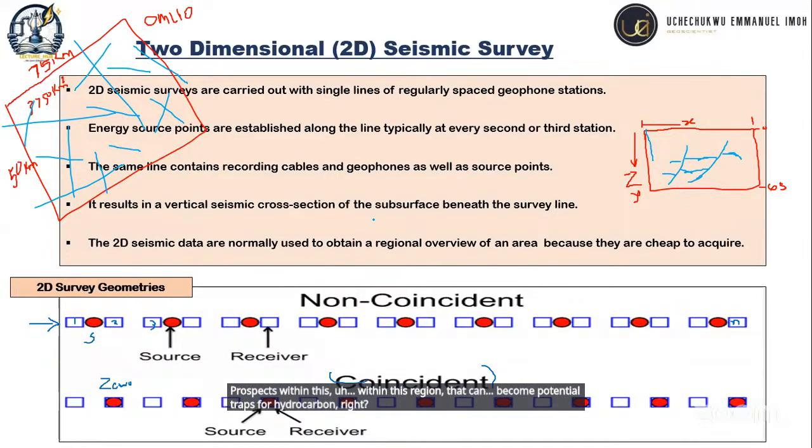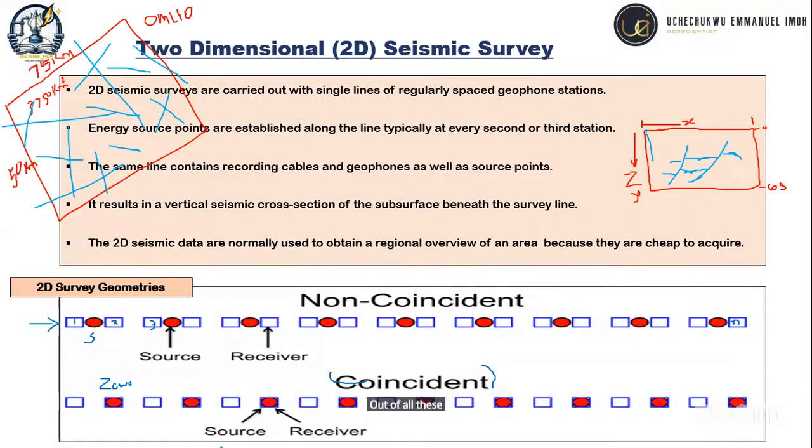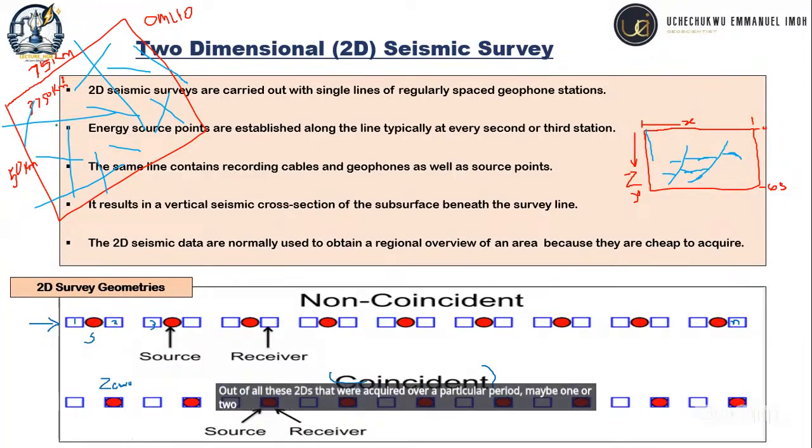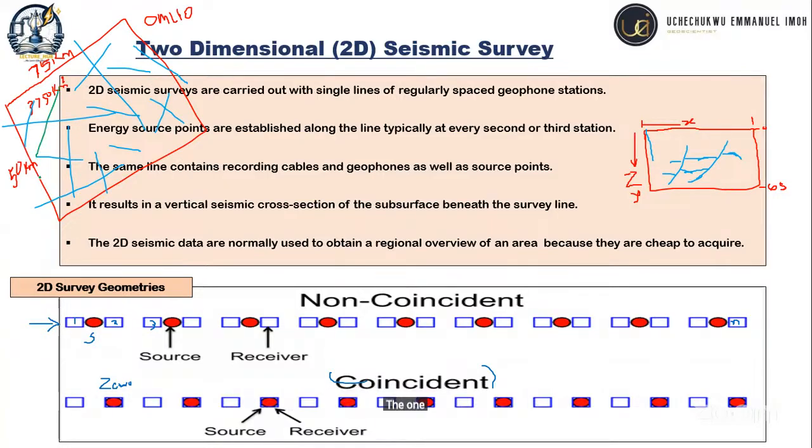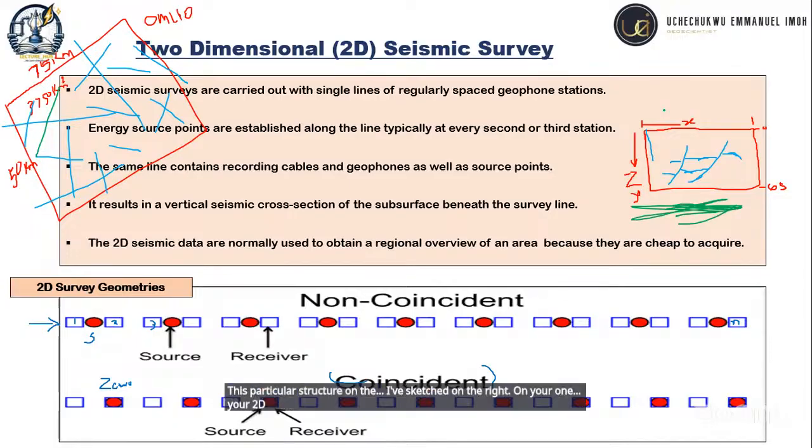So what happens is that you have your 2D scattered all over the place. Out of all these 2Ds that were acquired over a particular period, maybe a 1 or 2 year period, you found out that maybe it is only this one here, the one I've drawn with a green line, that saw a structure, this particular structure on the I've sketched on the right, on your 2D stack section.